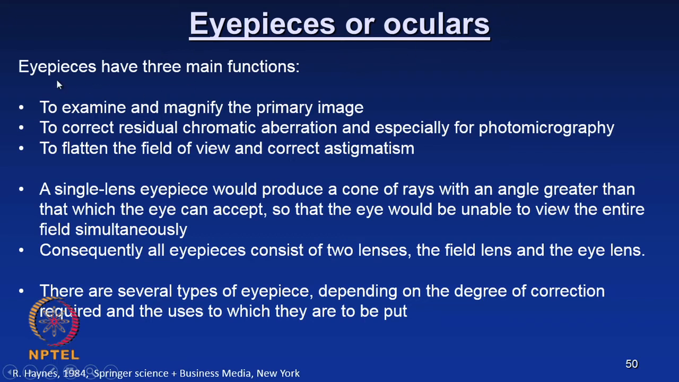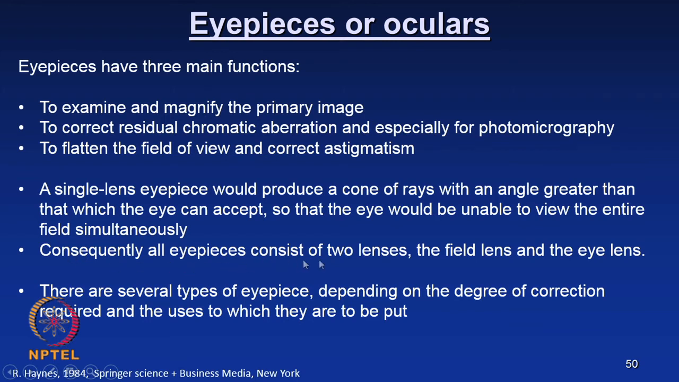They are also called oculars, and eyepieces have three main functions: to examine and magnify the primary image, to correct the residual chromatic aberration, especially for photomicrography, and to flatten the field of view, which we have seen is a problem, and correct astigmatism. So these are the three primary functions of an eyepiece. A single lens eyepiece would produce a cone of rays with an angle greater than that which the eye can accept, so that the eye would be unable to view the entire field simultaneously.